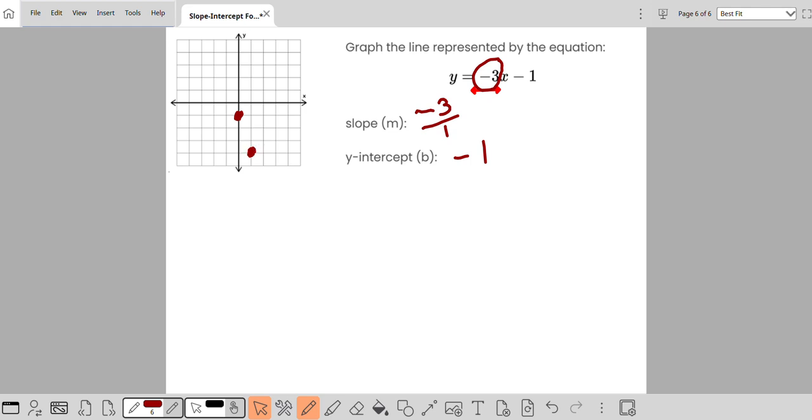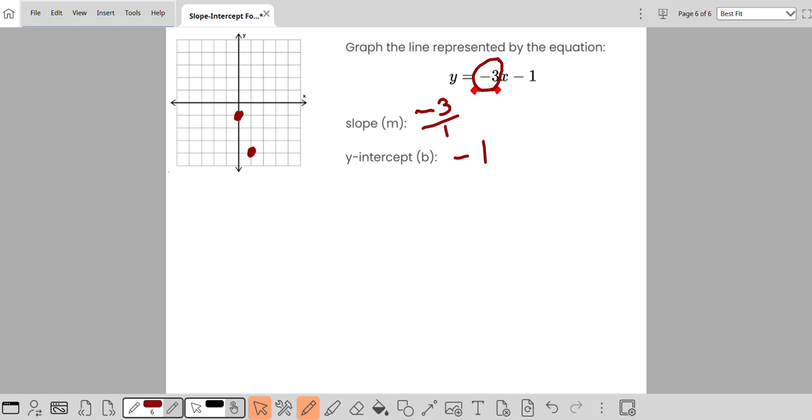And again, I don't connect my lines. I just look at my points. So I know that that is correct. That is y equals negative 3x minus 1. And you can imagine the line, the negative line going through those 2 points.